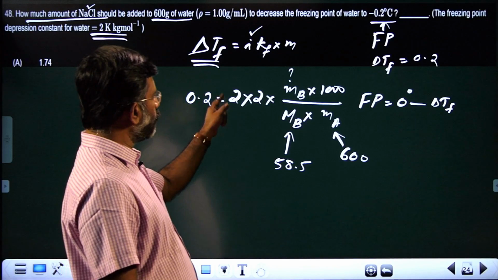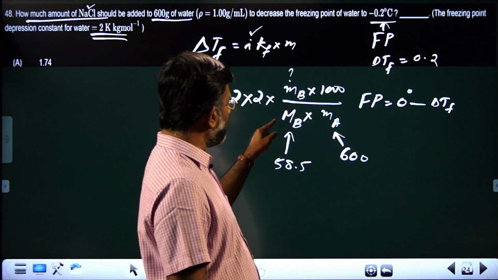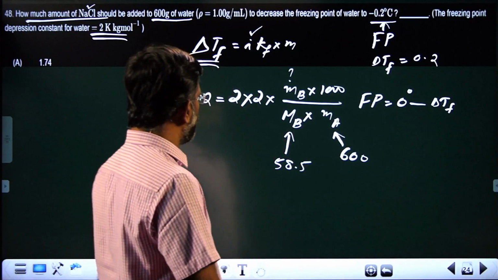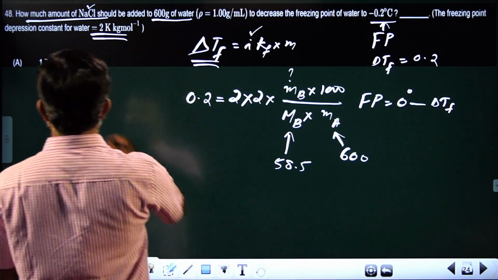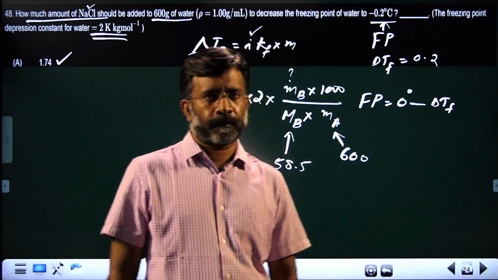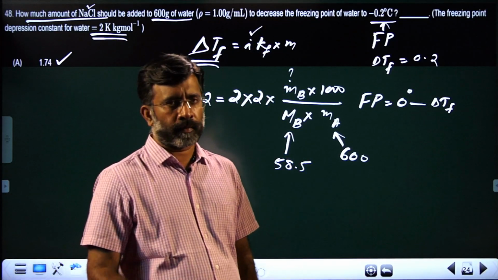0.2 equal to 2 into mb 1000 by molar mass of solute 58.5. Data given. You can find this out easily. You can calculate 1.74 as the answer. Next.